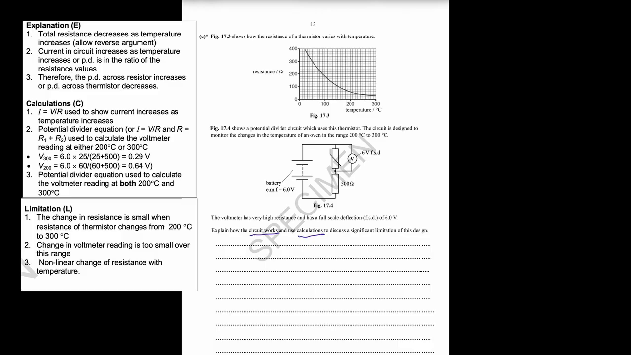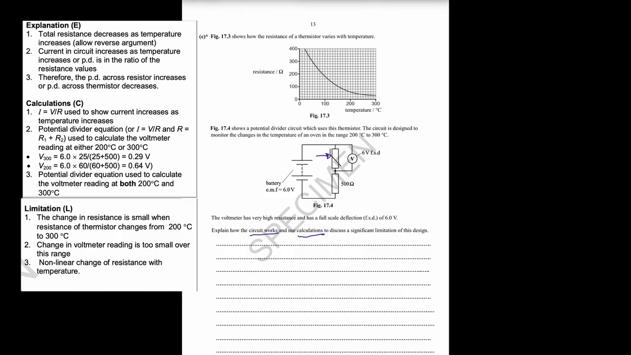Okay, so explain how the circuit works. Well, I know I've got a thermistor in here. So if I've got a thermistor, what do I know about a thermistor straight away? I'm not going to write this down because there's just too much to write down, and then the video is going to be too long. So what do I know about a thermistor?